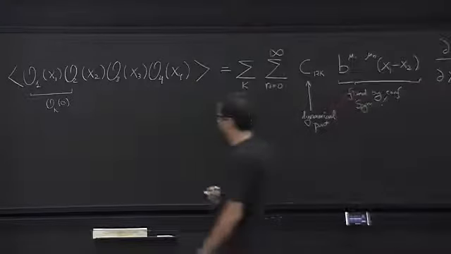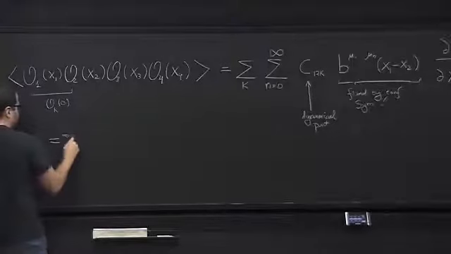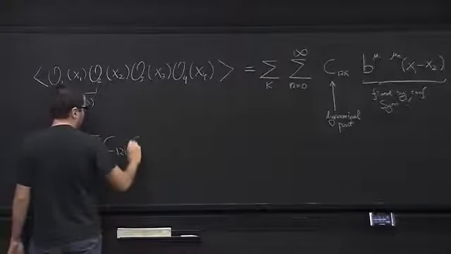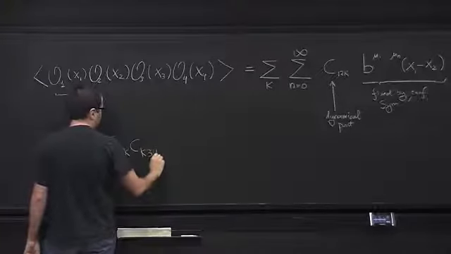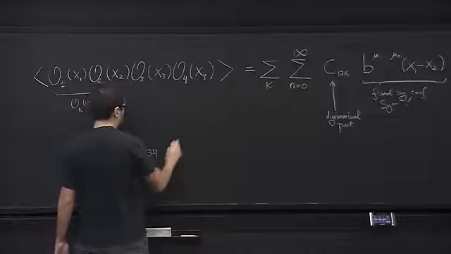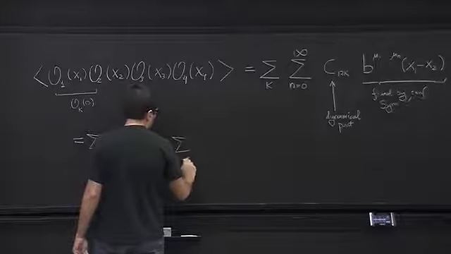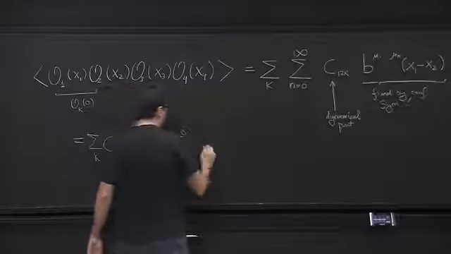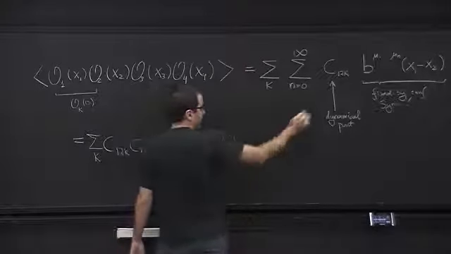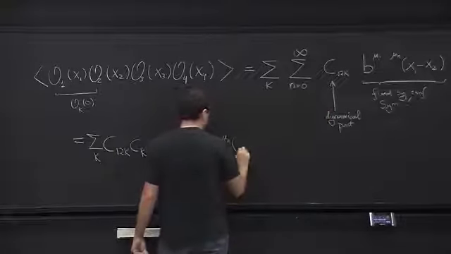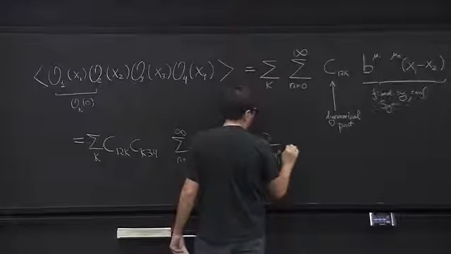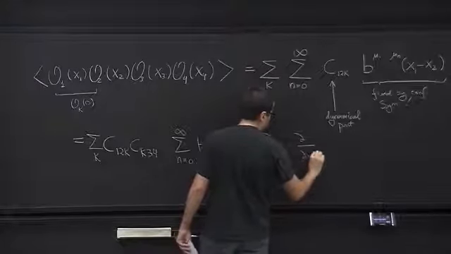So I can write this as some sum over the primaries k, C_{12k} C_{k34}, times, so I took it out of the sum over the primaries, and then I have the sum from n equals 0 up to infinity of some known b^{μ1...μn}, some known tensor that I can fix. The first two we fixed, of x1 minus x2, derivative ∂_{x1}^{μ1}, derivative ∂_{x1}^{μn}.